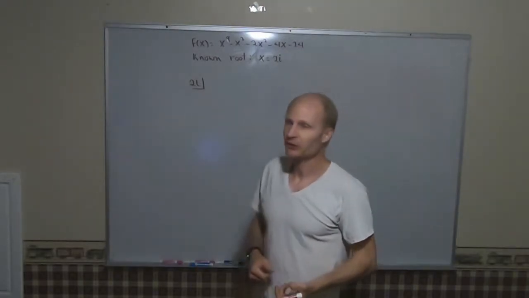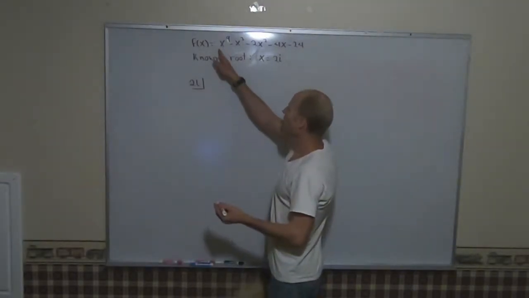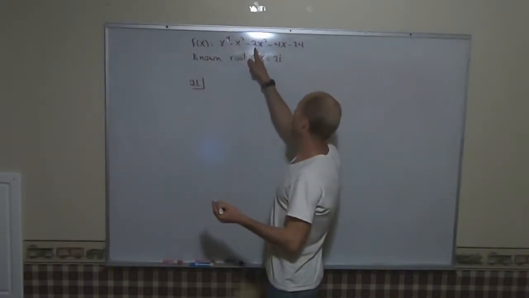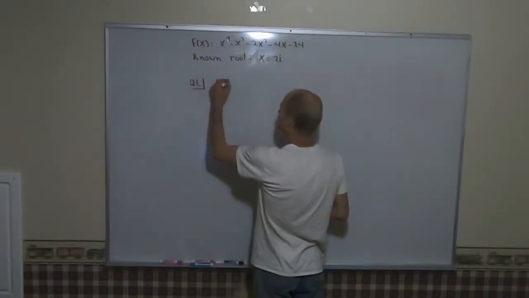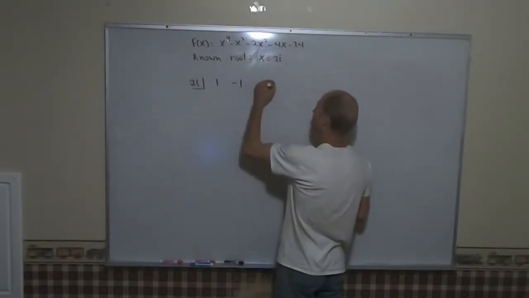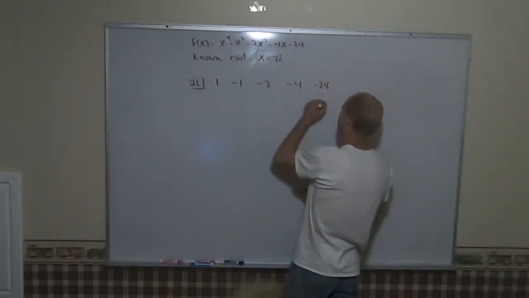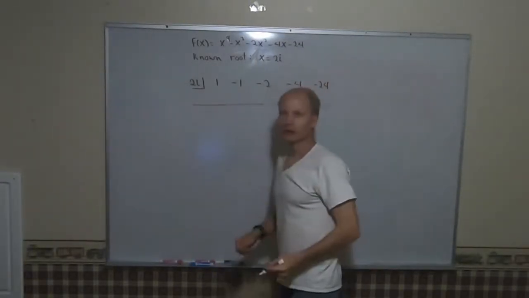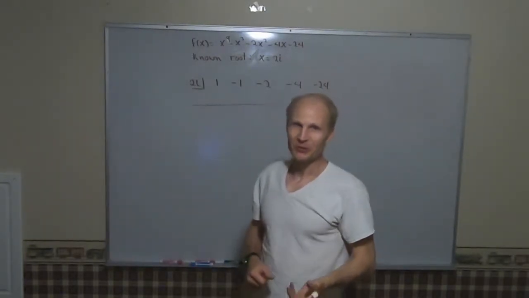All right, just like regular synthetic division, we're going to take the coefficients from our equation. So I'm going to take a 1, a negative 1, a negative 2, a negative 4, and a negative 24. Again, if there's a little bit of a glare, we'll do an extreme close-up at the end. We'll see how that goes.